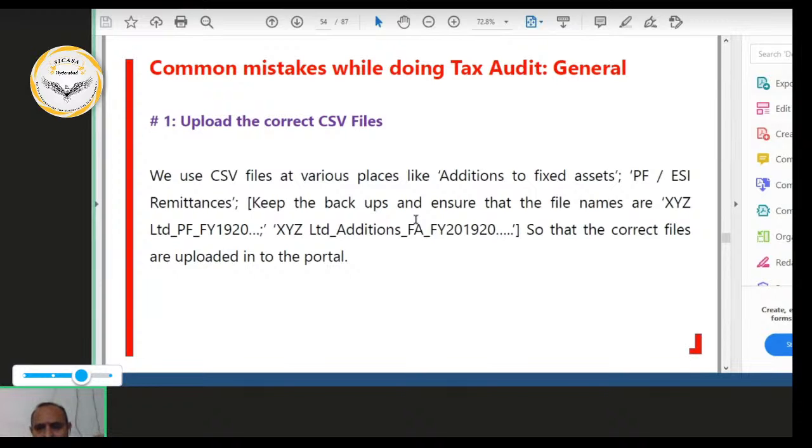Like X Limited underscore PF underscore FY 1920, like that. The reason is very simple. Once you generate the CSV file, when they are uploading, I have seen that for one client's data they uploaded another one's, because CSV files normally they keep in downloads or templates or temporary folders. Because at the last minute, in December, we are doing so much firefighting in every office. So what happens is, on the last day, December 30th or 31st, he comes. He came already, but at that time we are filing 5 returns.